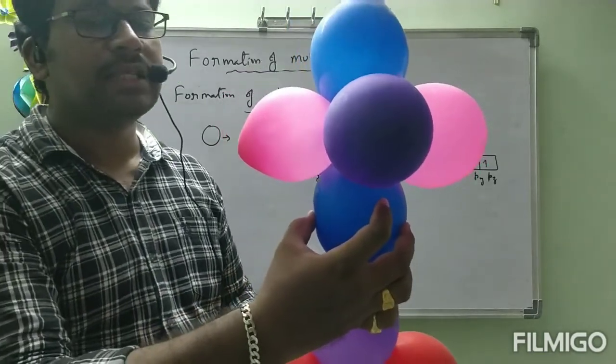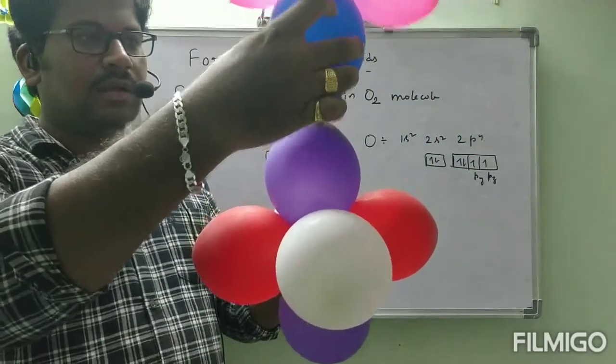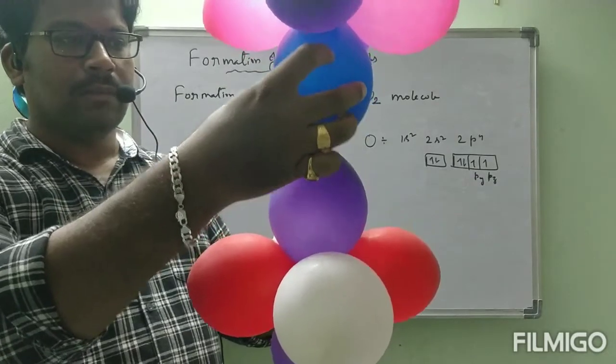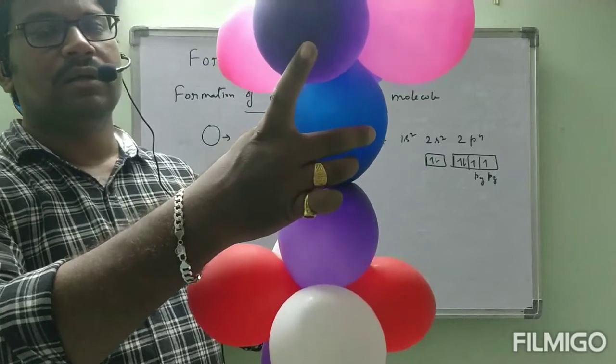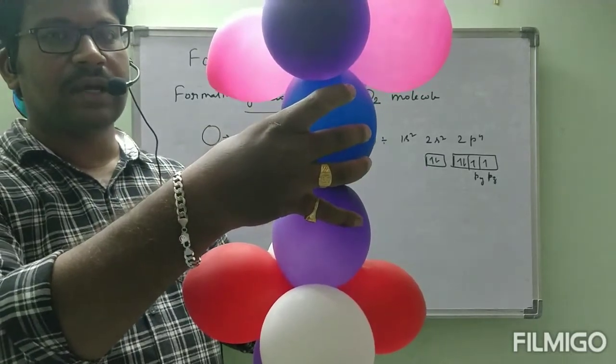This pink color is there, na? That is Px. This red color Px, Py involved in complete overlapping. This one, violet color and this white color, they are involved in partial overlapping.